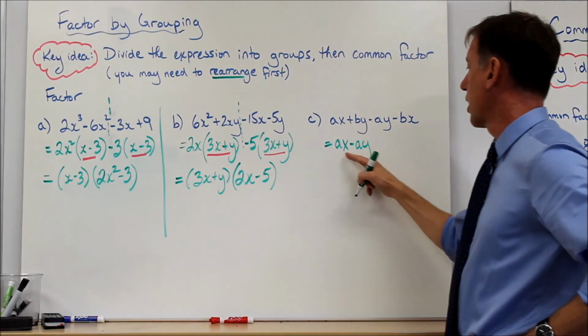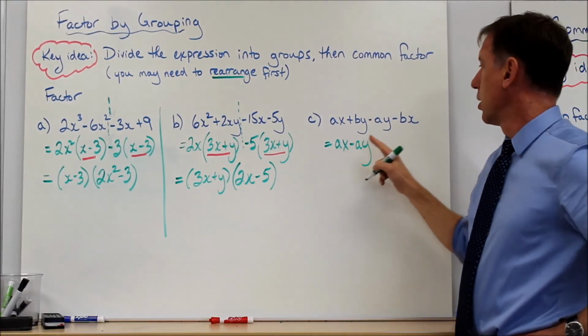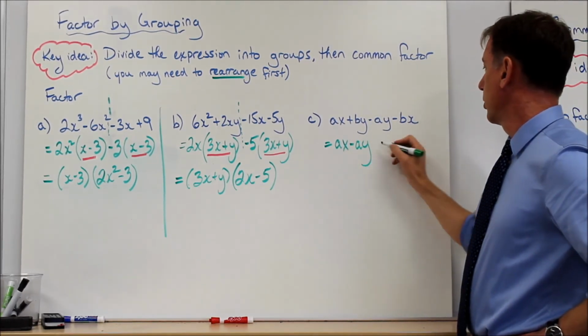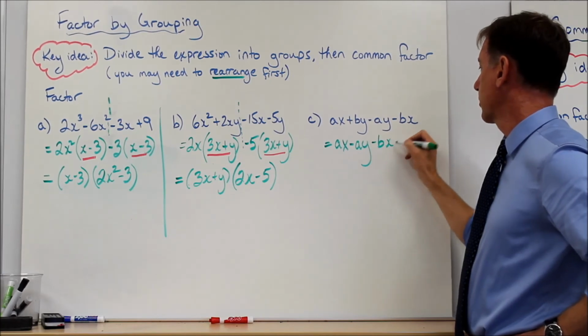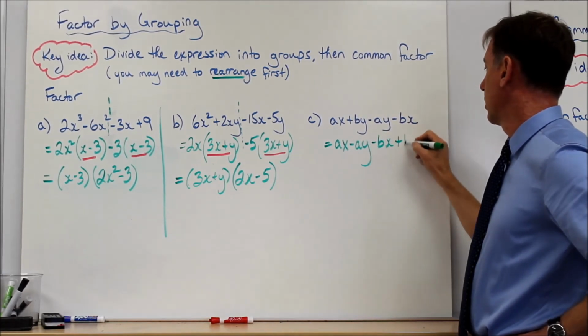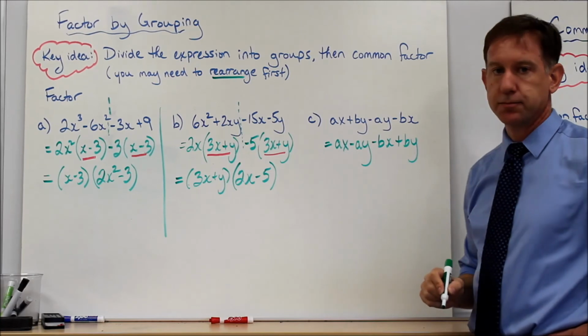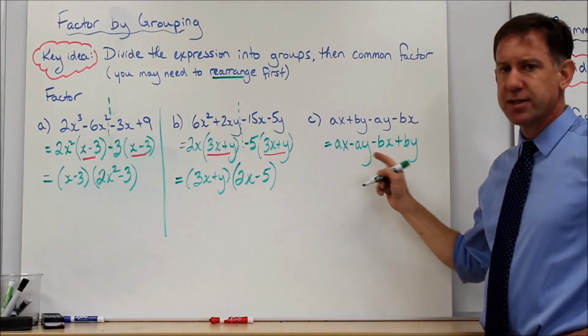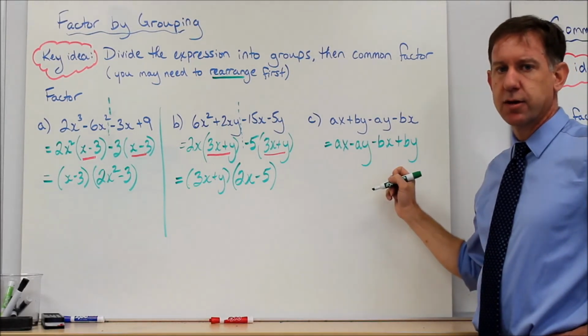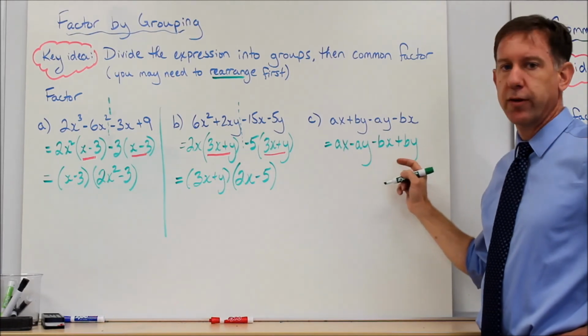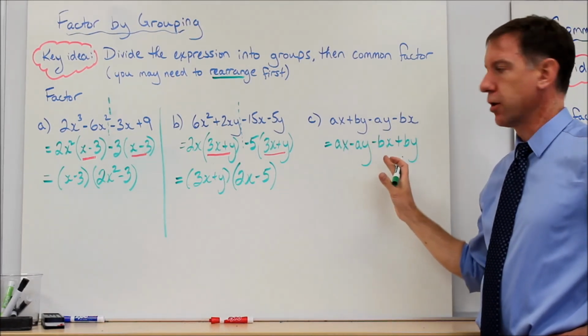because I can clearly see I've got common A's there. For the second part, maybe I'm going to put the BX next, and then I'll finish it off with the BY. No need to change signs, okay? We're not going across an equal sign, so we'll just leave all the signs exactly the way they are. We're just rearranging it, that's all.